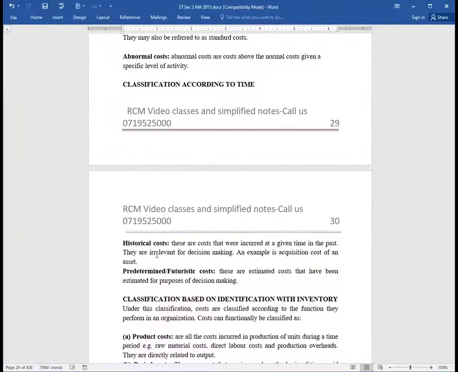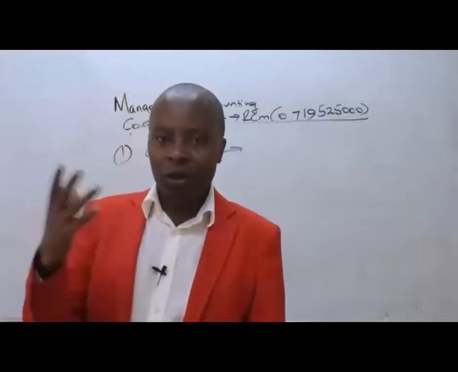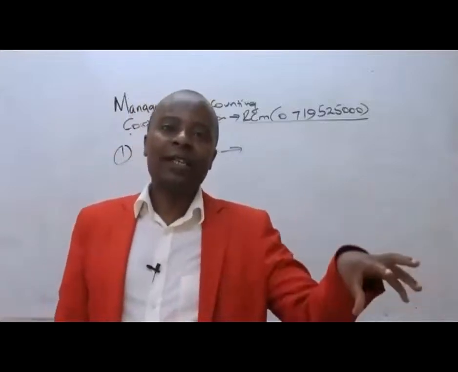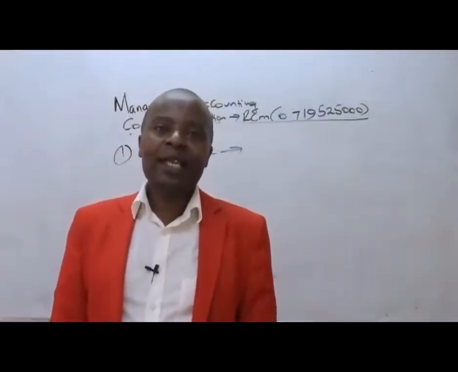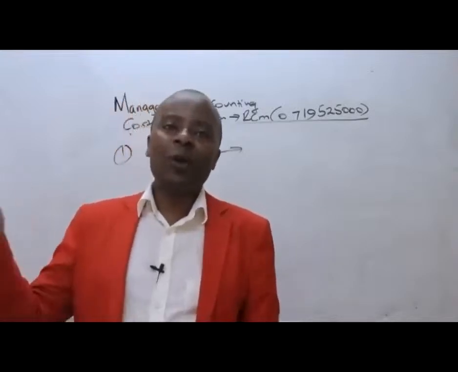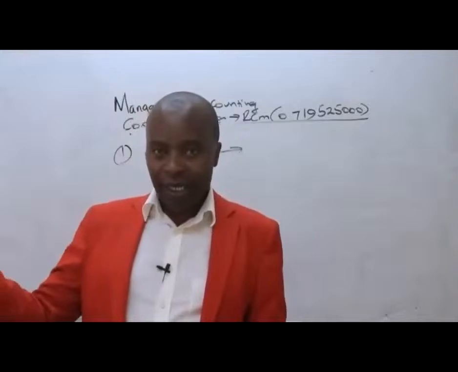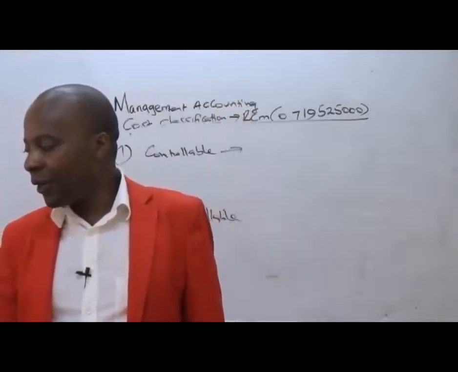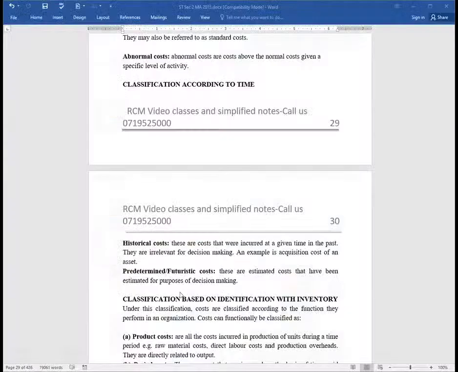Ladies and gentlemen, if you procured, for example, a van for ferrying children from their homes to school, etc., the cost of that van is a historical cost. And as we shall be seeing later on, historical costs really don't influence our decision making in the future. And then we have, ladies and gentlemen, what we call futuristic. The second class here is the futuristic, future or predetermined cost.